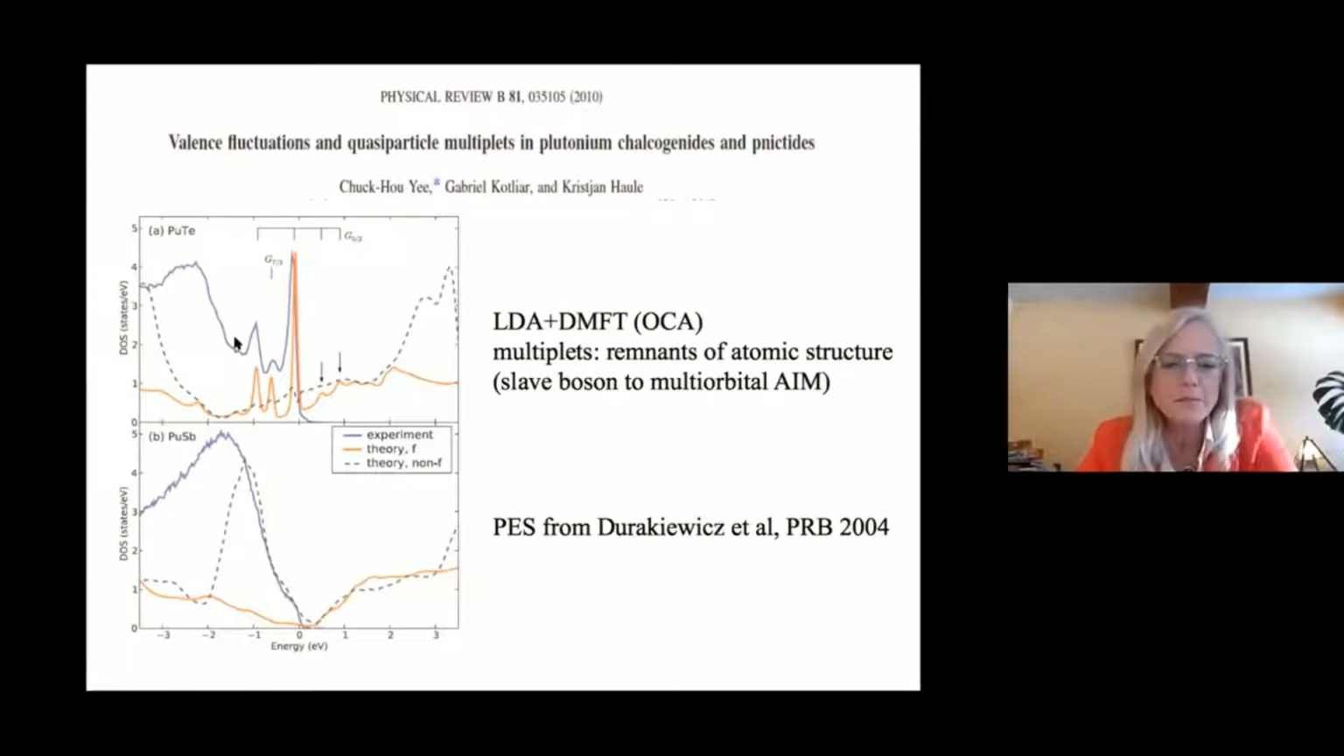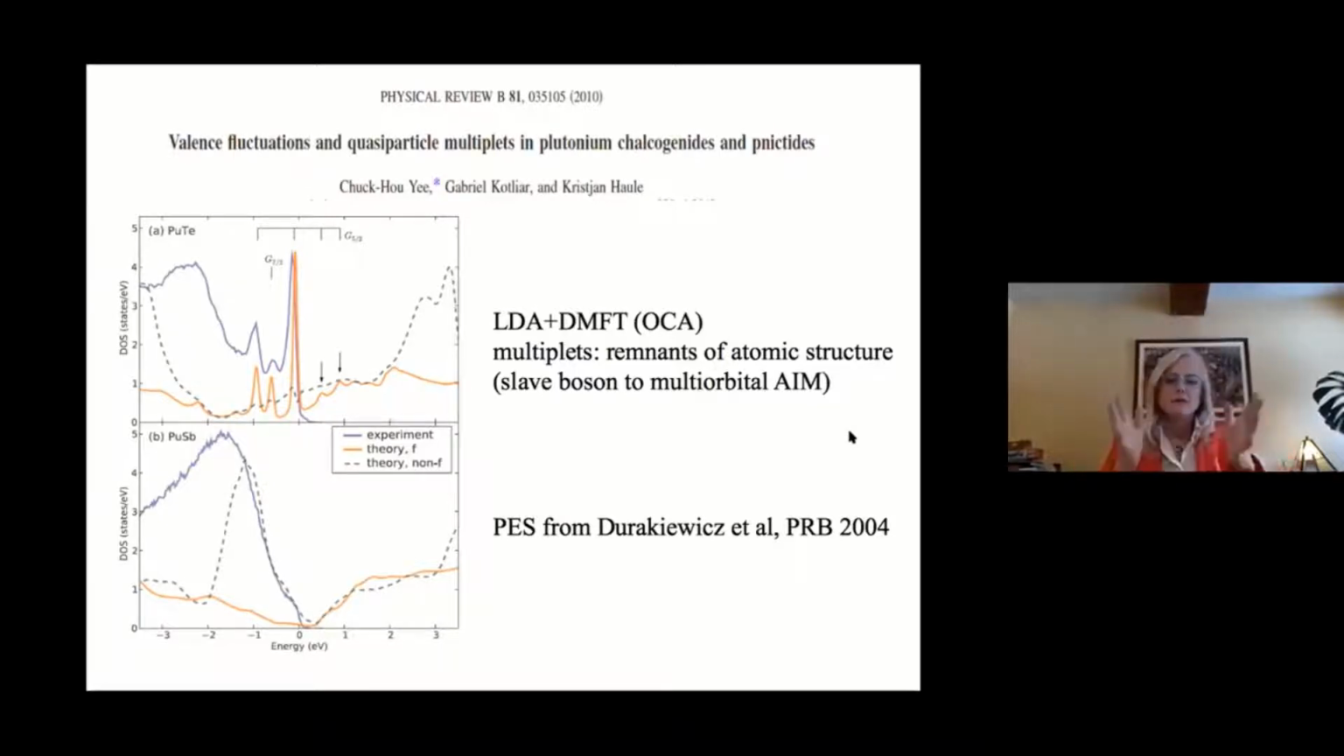The experiment is in blue, and here you see some structure in the experiment. The Fermi energy is here in the middle at 0, and in their calculations, the orange is the theory including projected onto the F band of plutonium, and the other broken line is all the rest of the bands, SPD, which are featureless. But they are able to see the features in the density of states using an extended, improved non-crossing approximation, and comparing to slave bosons. So here they are able to see multiplets, which are remnants of the atomic structure in these materials, which is interesting, and they can compare with experiment.